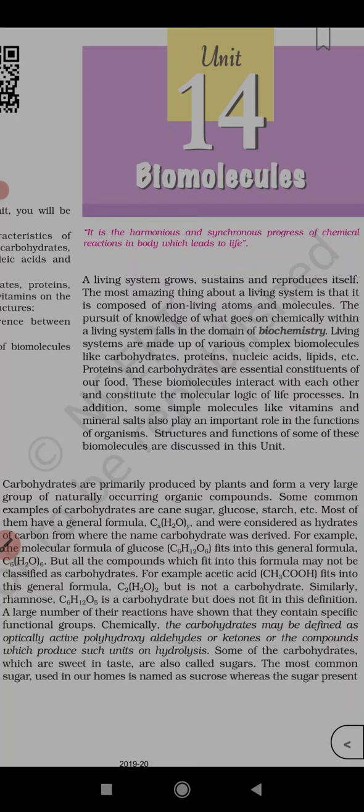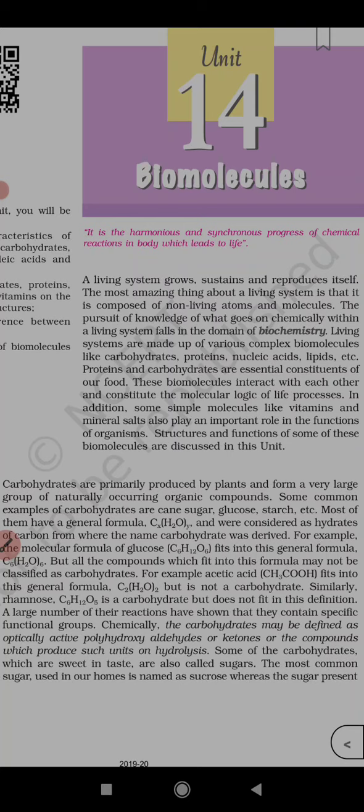Carbohydrates are primarily produced by plants and form a very large group of naturally occurring organic compounds. Some common examples of carbohydrates are cane sugar, glucose, starch. Most of them have a general formula CxH2yOy and were considered as hydrates of carbon, from where the name carbohydrate was derived. For example, the molecular formula of glucose is C6H12O6, which fits into this general formula, but all the compounds which fit into this formula may not be classified as carbohydrates.